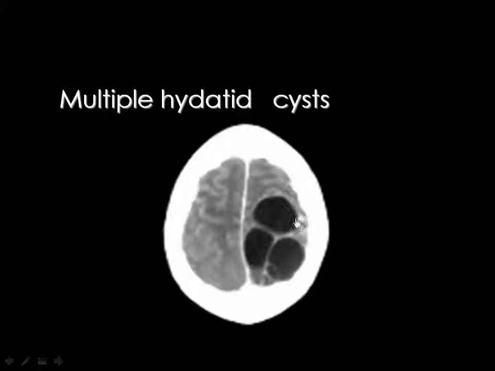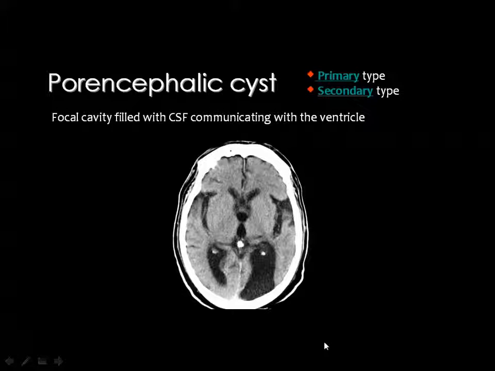Hydatid cyst may be multiple, like this case, and you see multiple cystic lesions in the parietal area of the left cerebral hemisphere, showing no marginal enhancement and no calcification.